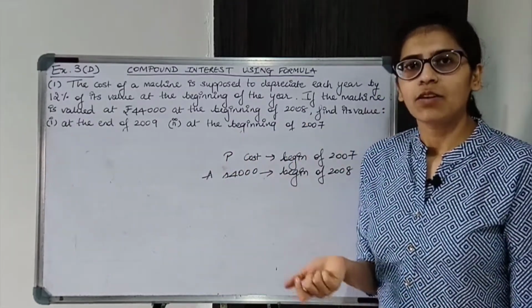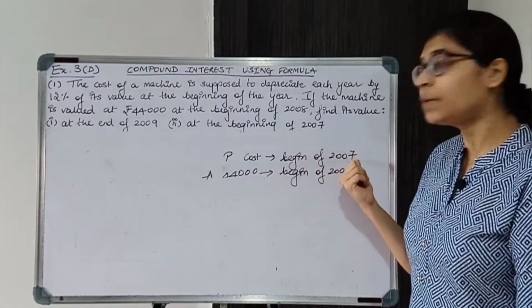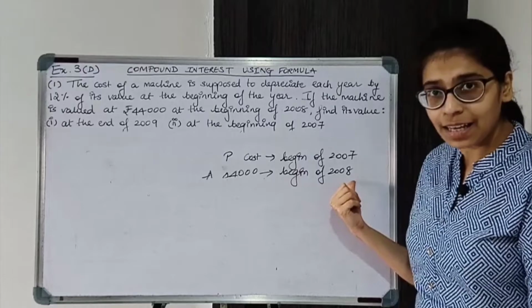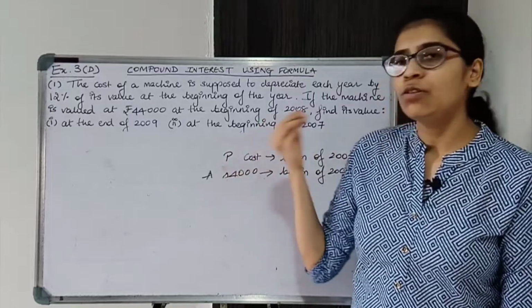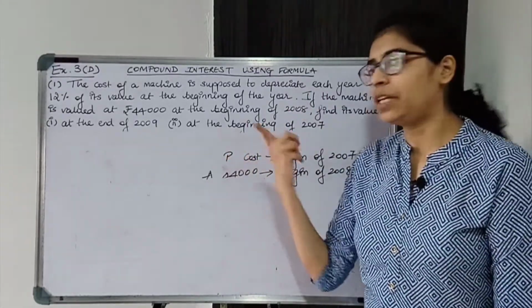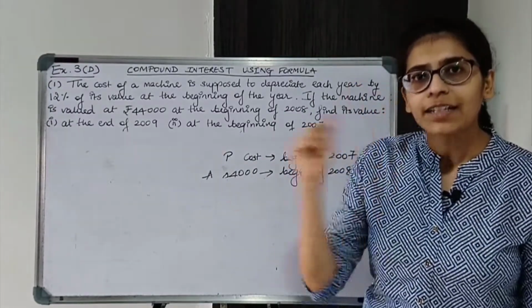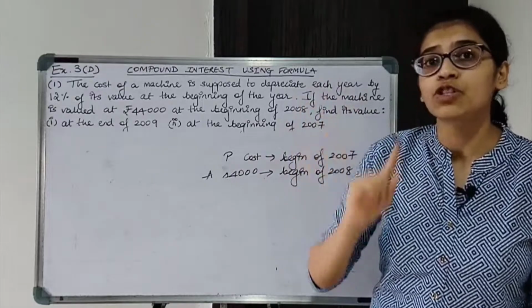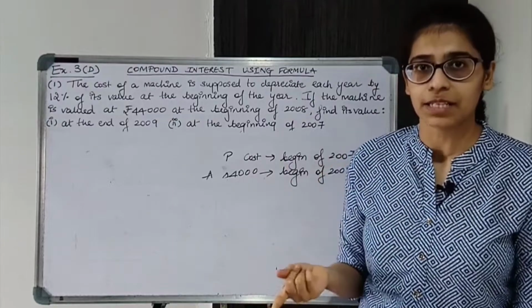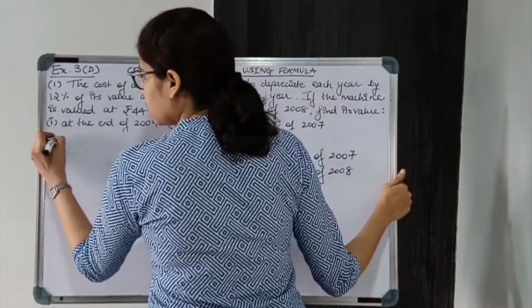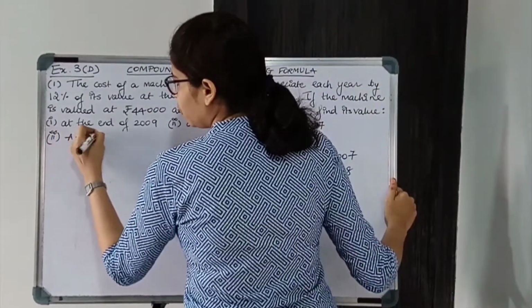Rate of interest is 12%, and the number of years from the beginning of 2007 to the beginning of 2008 will be 1 year. So N is 1 year. We know A, we know N, we know R. We can easily find P using the formula. Again the same formula. You will be subtracting rate percent. Why subtracting? Because the cost of the machine is depreciating throughout. So you will subtract rate percent, you will not add it. Let us write down all the given information. A is 44,000.